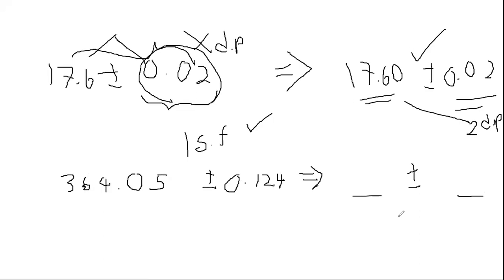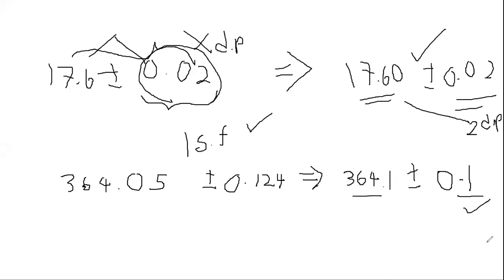Okay, first, my advice, adjust the error first. Make the error as one significant figure. So what is the error here? Uncertainty must be 0.1. Good. Your value must follow the same decimal place as the error. So it should be 364.0 plus minus 0.1. Yes, that's the correct way of writing.